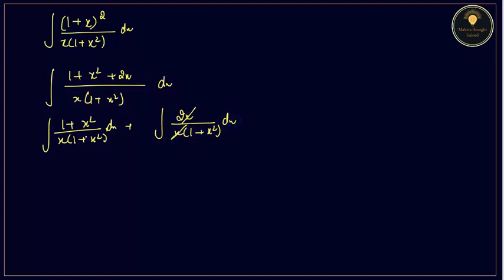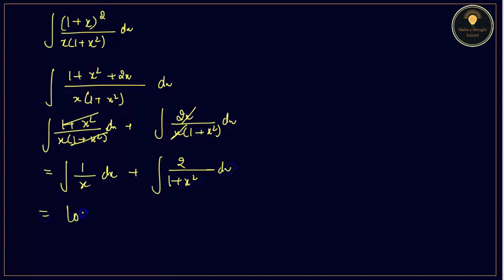x and x will get cancelled. 1 + x², 1 + x² will get cancelled. You will write the integration of 1 by x dx plus integration of 2 by (1 + x²) dx. So integration of 1 by x is equal to log of x. Integration of 2 by (1 + x²), so you will write 2 tan inverse of x plus c. So this is the answer that you will get.